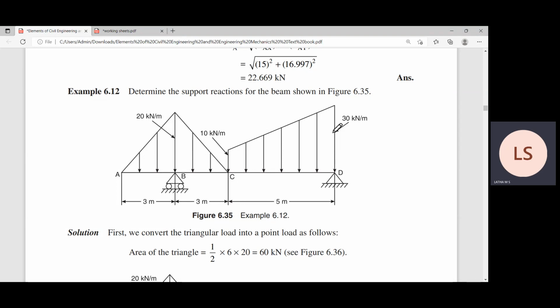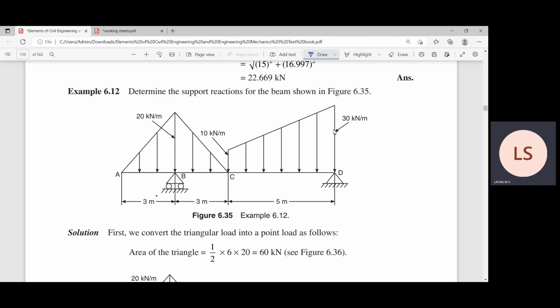Today we'll be solving the problem to determine the support reactions for the beam as shown in the figure. You can see it is a single overhanging beam, because only on one side the beam is being extended. On the other side it is literally supported on the support. A, B, C, D is a beam which is overhanging.